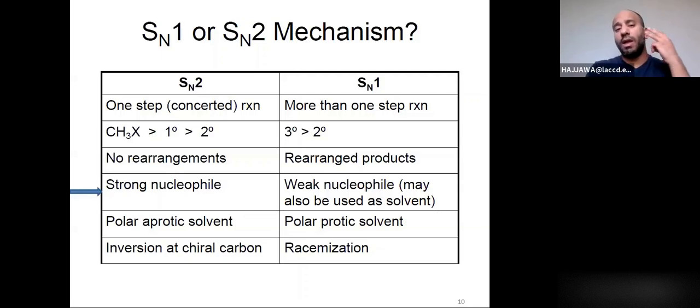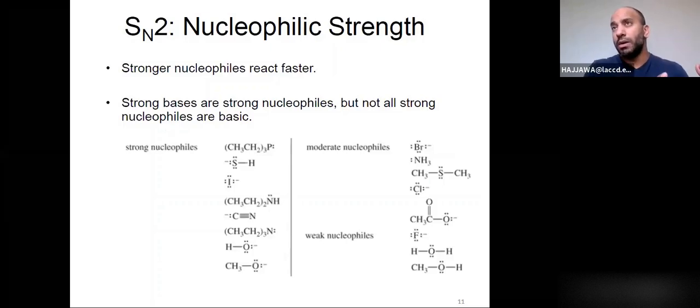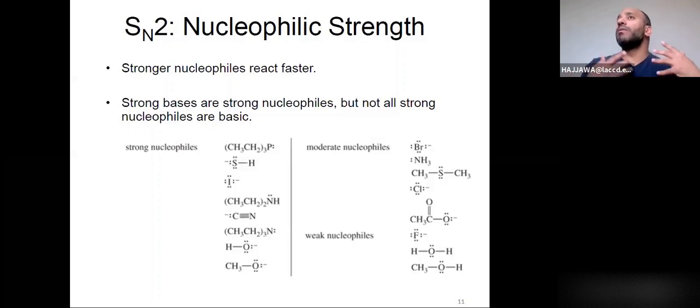There are three categories of nucleophiles: the strong nucleophiles, the moderate, and the weak. It's important that we be aware of these nucleophiles, because I may be asked a question: label the following reaction as SN1 or SN2, and it happens to have a secondary alkyl halide. Then I'm going to need to consider the nucleophile. Is it strong, moderate, or weak?